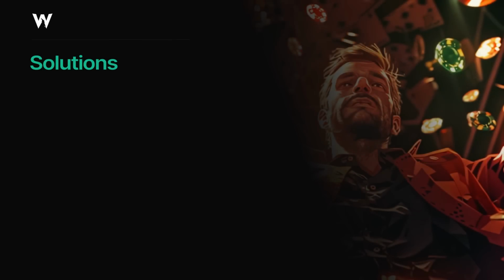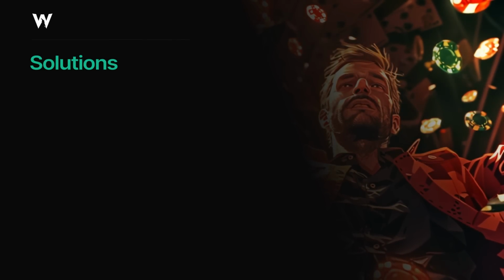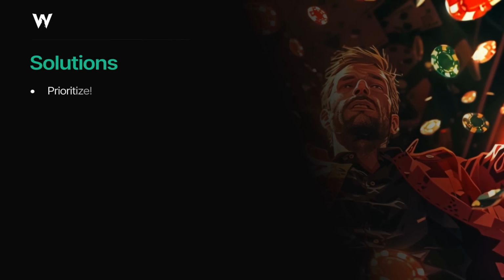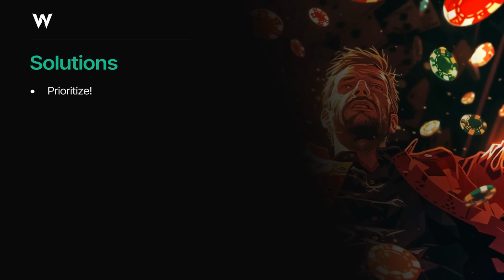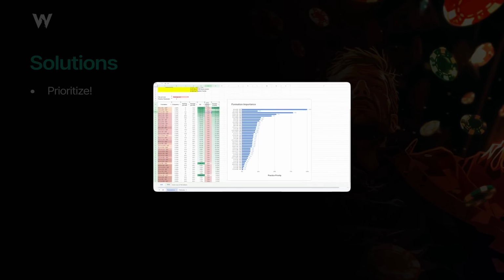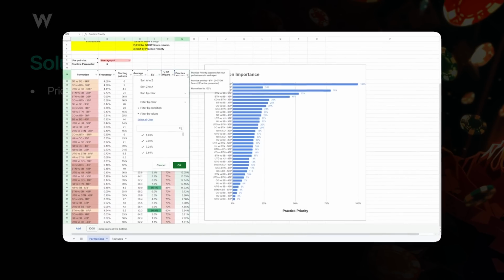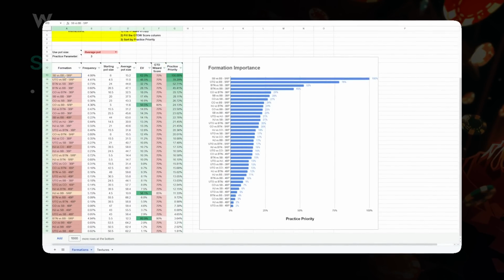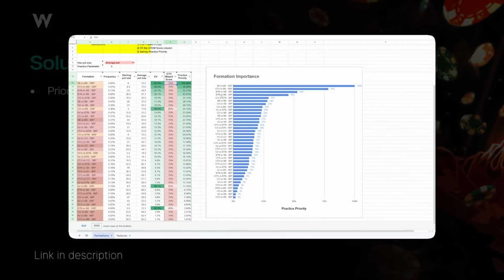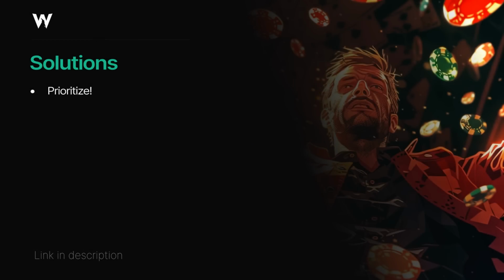So, what should be our approach? First of all, you need to prioritize spots. There is a great spreadsheet that Tombo's made in which you input your GTO Wizard score for each position, and it multiplies it by the frequency of that spot and the size of the pot in that spot. And that gives you your priority number for that particular situation.